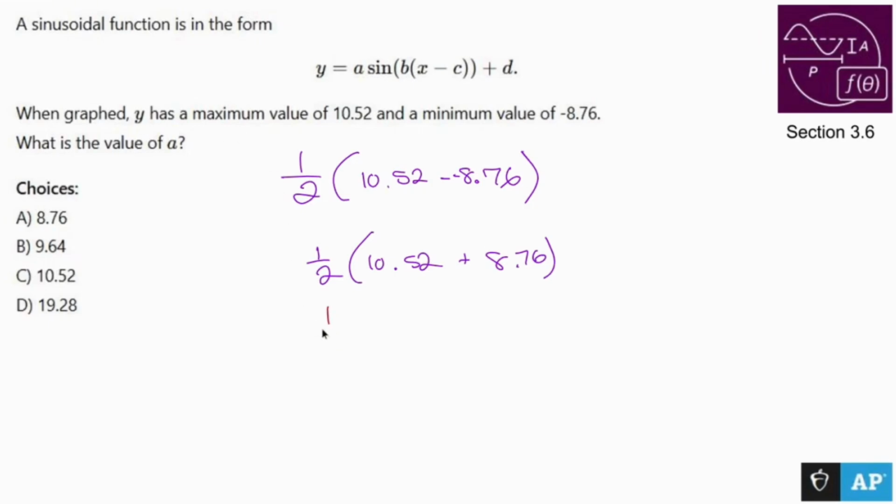All right, so that would be half of, what is that, 19.28. Half of 19.28, 9.64. So it was B.